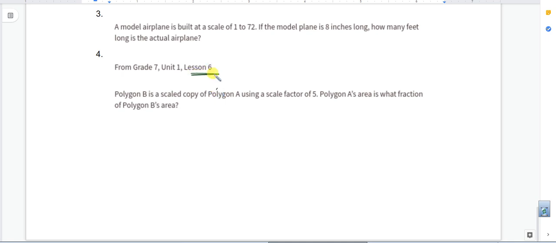I really wanted to go back and hit some stuff from lesson 6 because we struggled. Polygon B is a scaled copy of polygon A. All right, and they're using a scale factor of 5. Okay, so B is the copy of A.